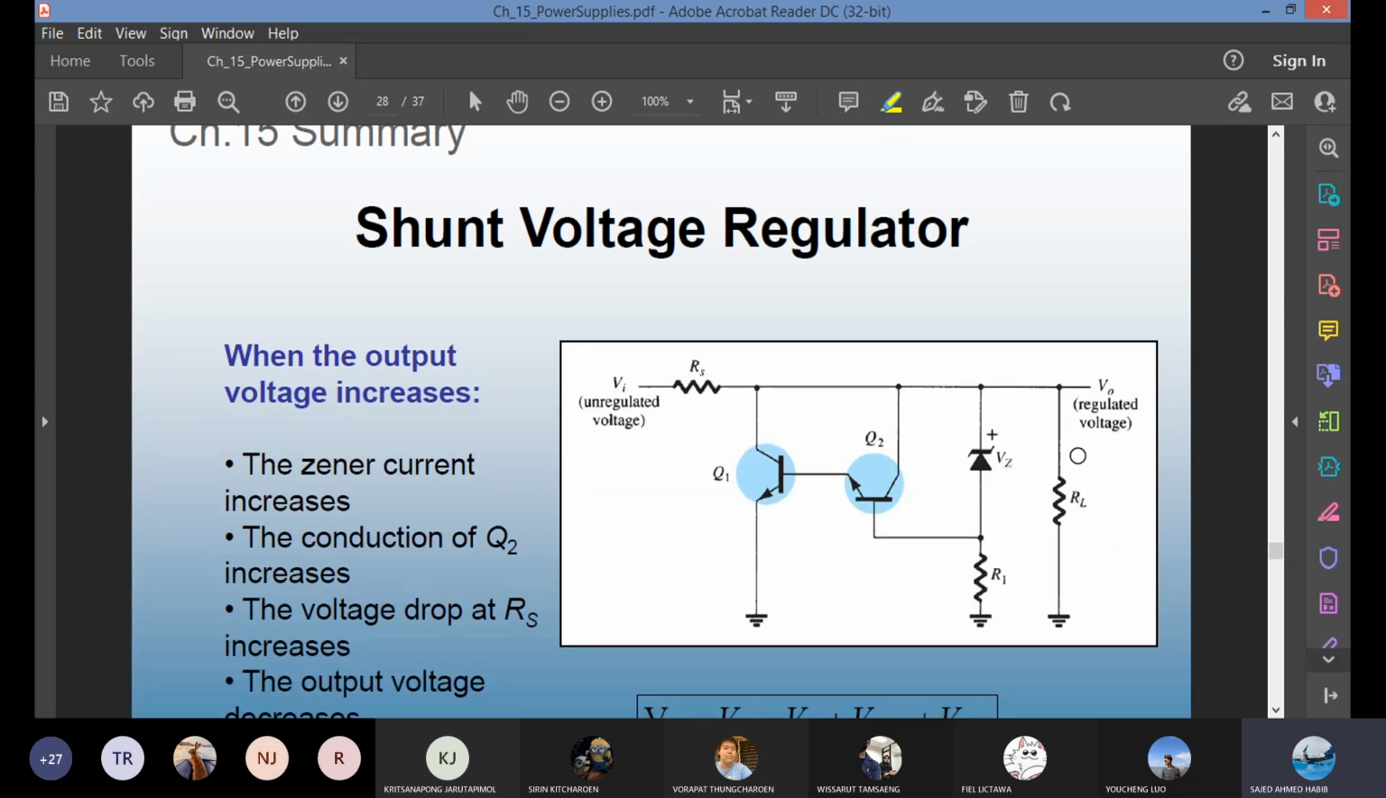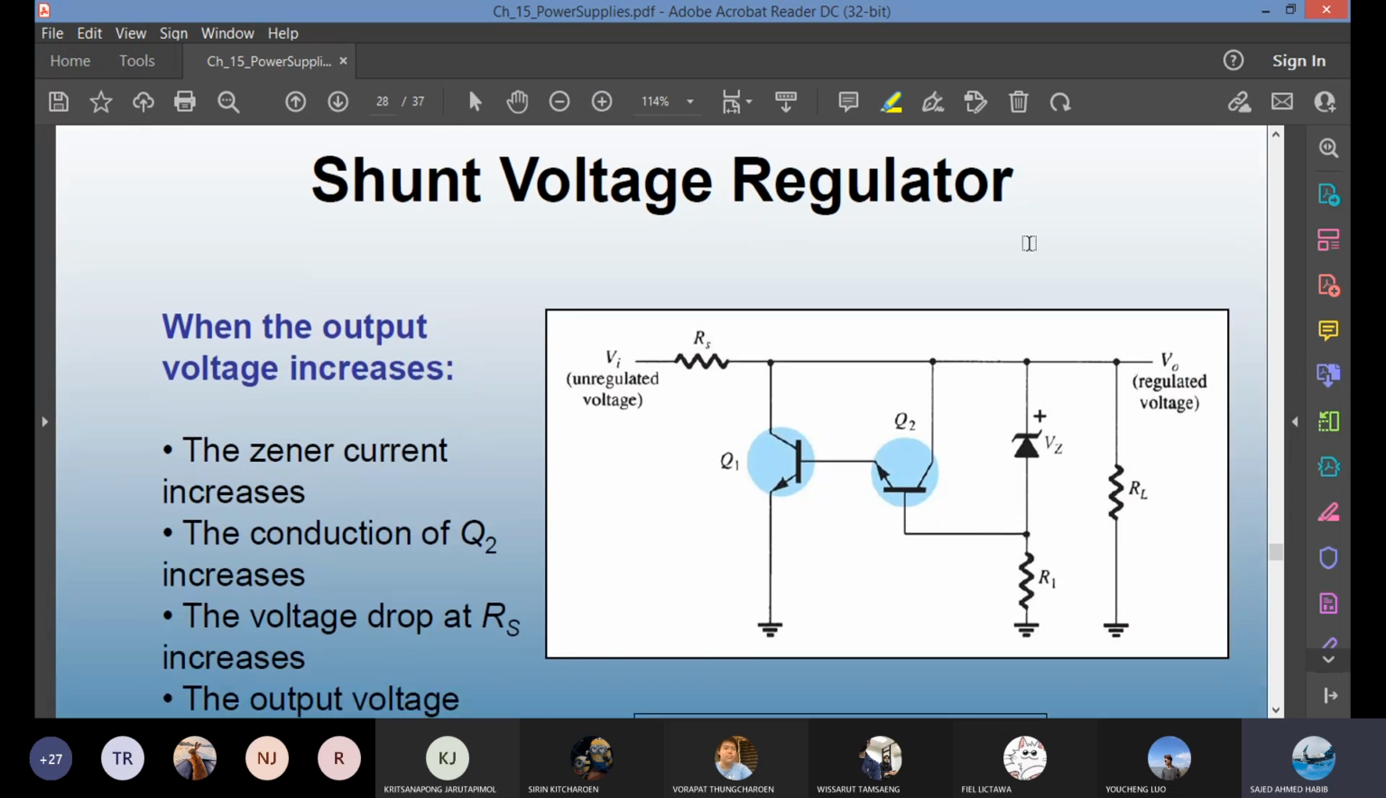When the output voltage tries to increase, what is going to happen? The Zener current will increase. We did not say the Zener voltage will increase. Zener voltage is going to be fixed, but Zener current flows at different levels. And there is a Zener current rating IZ max because you have a maximum power rating of PZ max as well. So the voltage remains the same, but the current can vary through a Zener. When the output voltage tries to increase, the Zener current will increase.